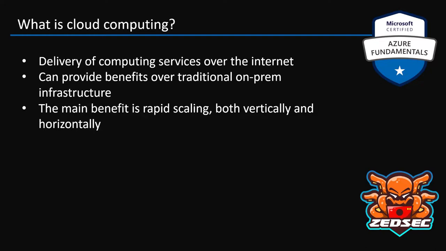An example of this would be AWS or Microsoft Azure. Of course, this is going to focus on Azure. There's AWS certifications though that you can do, but this is going to be focusing completely on Azure. So a lot of the concepts are transferable though. It's just the actual nitty gritty of how you actually do things, or different product names might not be the same. So basically, it can provide benefits over traditional on premises infrastructure. The main benefits of cloud computing would be rapid scaling, both vertically and horizontally.